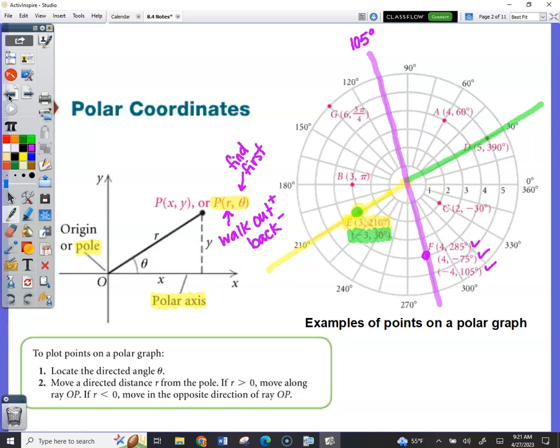So remember, look at the angle first, rotate the spinner, imagine where it would land, and then move along the spinner if R is positive. Move behind the spinner, imagine like the extension behind it where it would go, and move along it if it's negative.